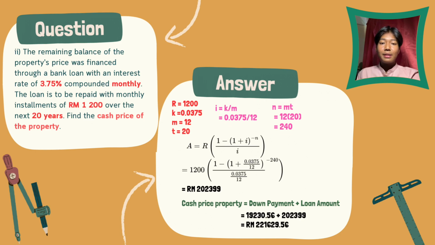Next, the last one. To get the cash price of the property, we need to add the amount of the down payment and the loan amount, which is 19,230.56 plus 202,399. And we got the last answer, RM221,629.56.